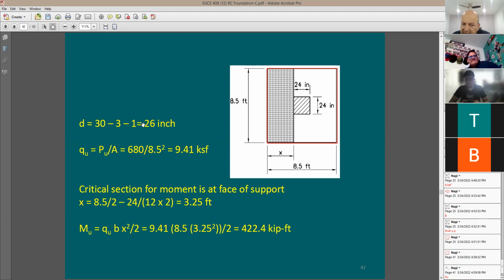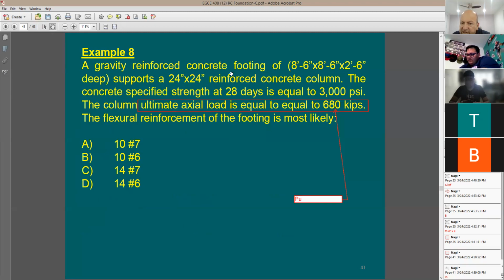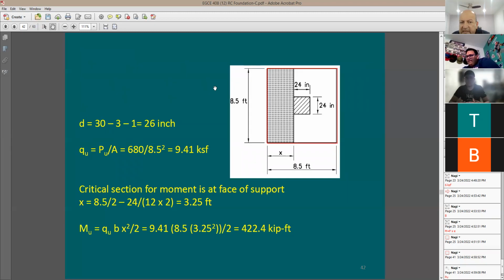This is going to be the actual ultimate pressure below the footing. Now, the depth of the footing here, how did I get this? It says here 30 inches minus 3 minus 1. The depth of 30 inches was given. This is going to be the total thickness of the footing. I'm going to subtract 3 inches for the clear cover and 1 inch, let's say, for the reinforcing bars.